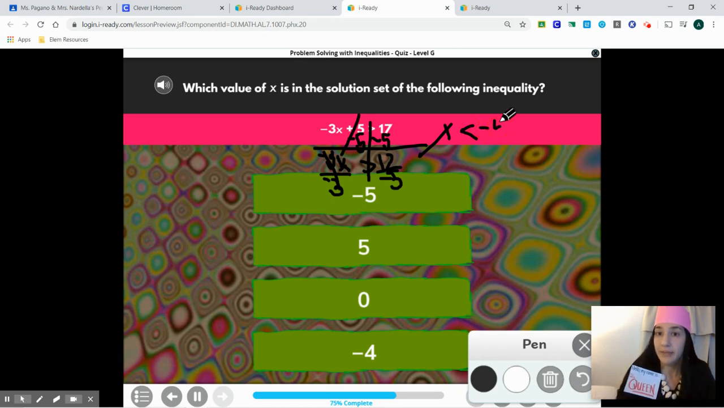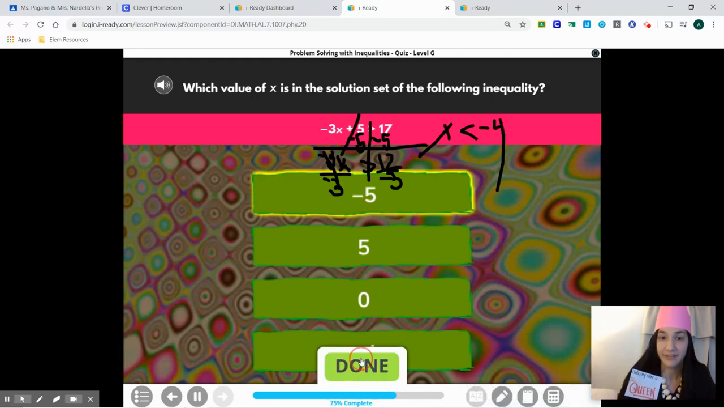So now let's look at what that means to us. We want a number that is less than -4. The pen did that. I did not do that. So the only number that's less than -4 is right here, -5.